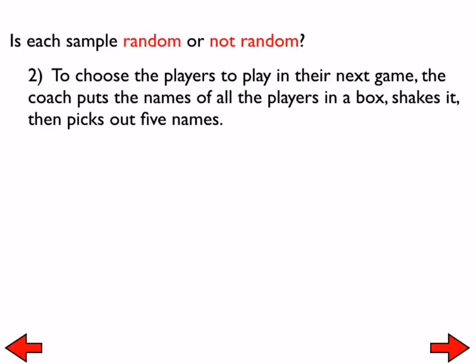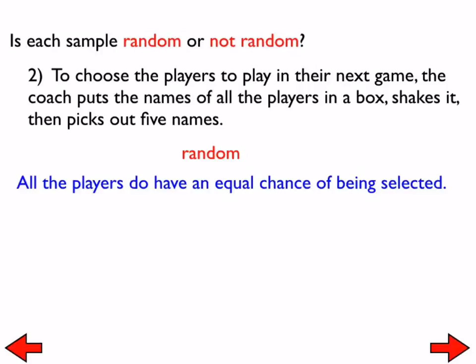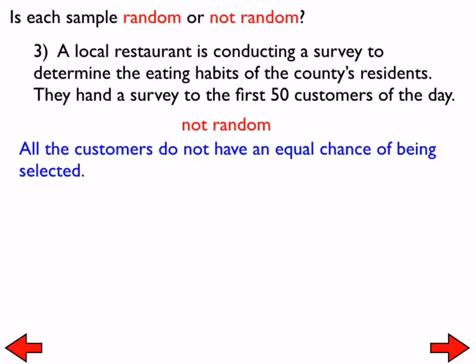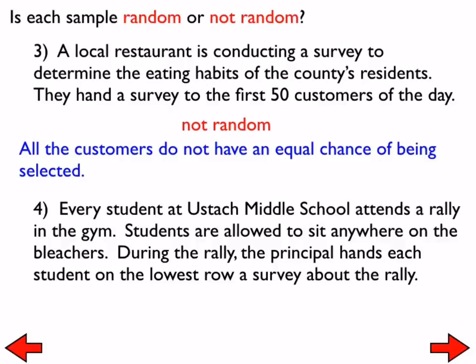Number 2, to choose the players to play in their next game, the coach puts the names of all the players in a box, shakes it, and then picks out 5 names. That, of course, is random because all the players do have an equal chance of being selected, and that's what we want. Number 3, a local restaurant is conducting a survey to determine the eating habits of the county's residents. They hand a survey to the first 50 customers of the day. That is not random because all the customers who come through that day do not have an equal chance of being selected.